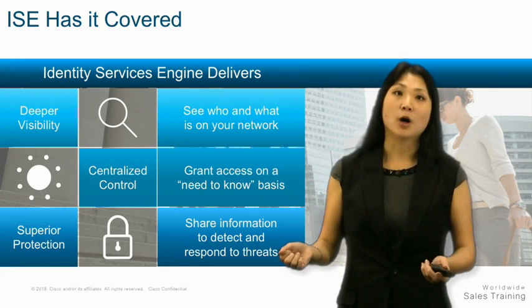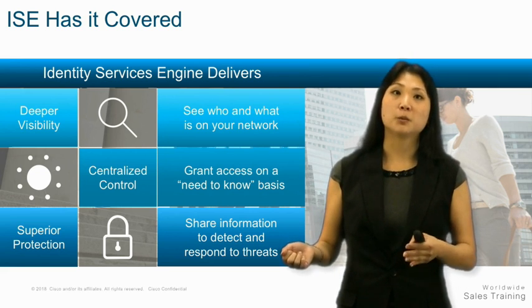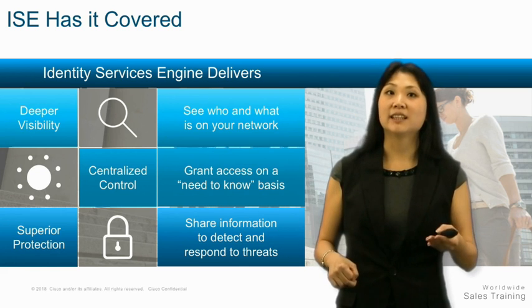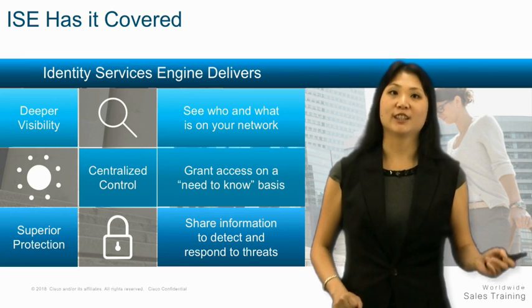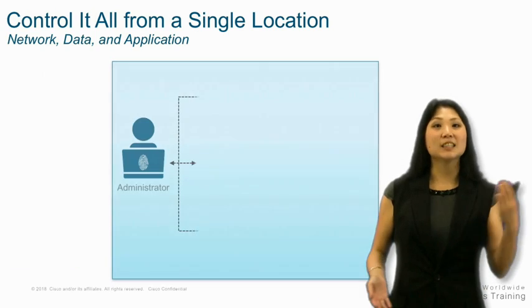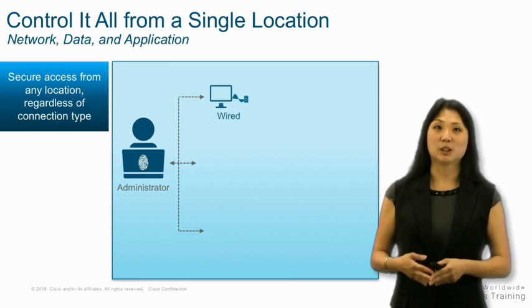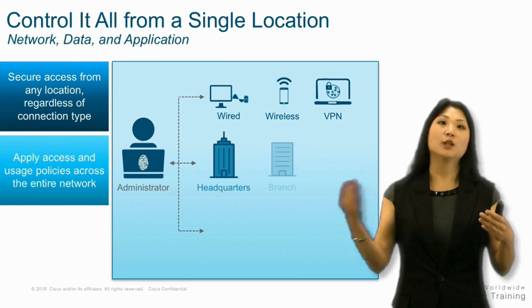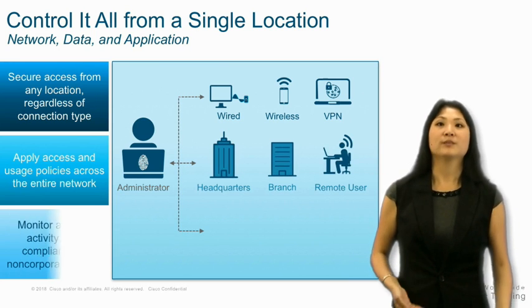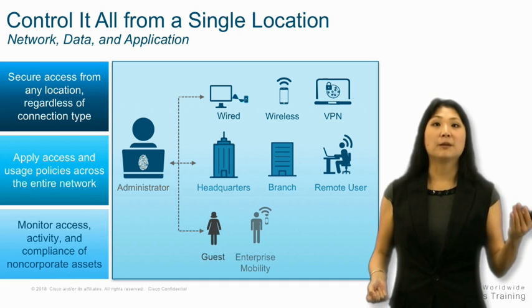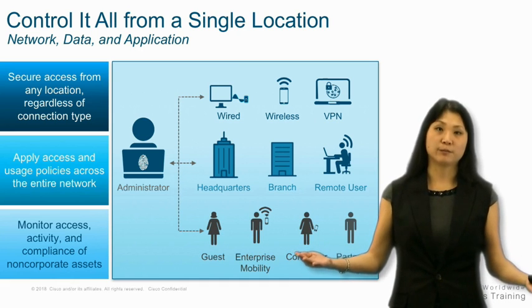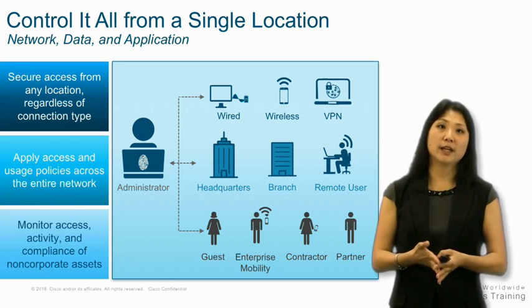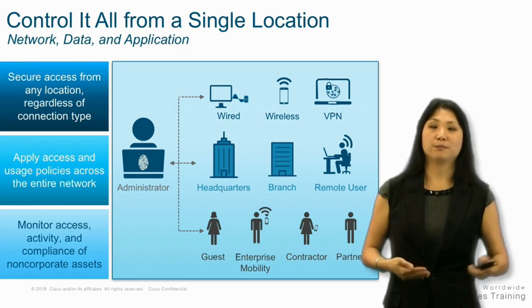And this is the area where the ability to share information between different vendors' devices is essential in implementing an effective intelligent security architecture. ICE can apply centralized access policy control no matter how that user is connecting, whether they're doing a wired connection, a wireless connection, or over VPN. Then those same policies can be deployed throughout the entire organization, no matter where that user is. So whether they're at the headquarters, whether they're at the branch, or whether they're connecting remotely.